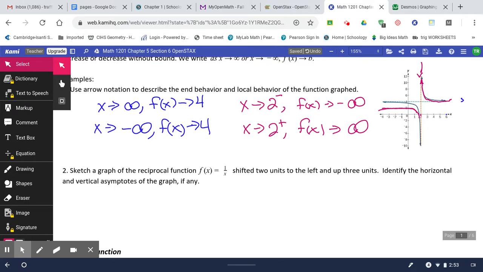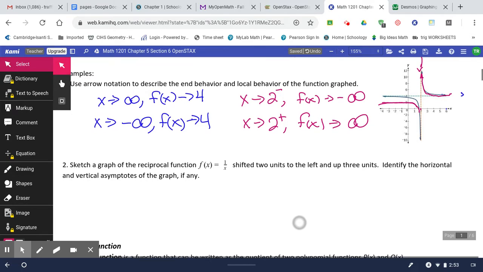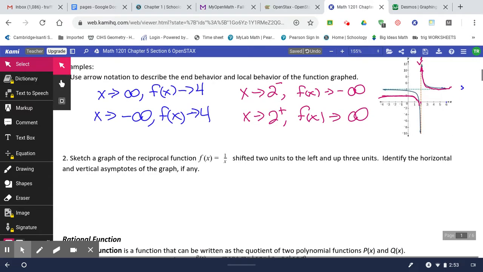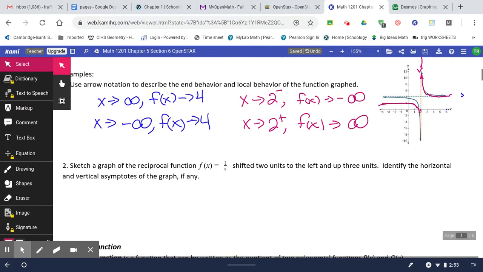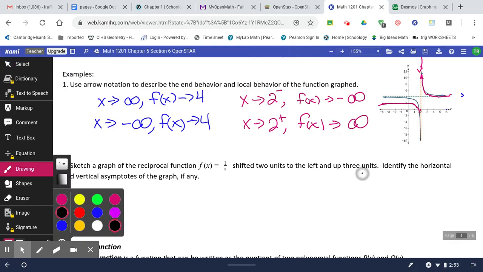Number 2 says sketch a graph of the reciprocal function 1 over x, shifted 2 units to the left and up 3 units. Identify the horizontal and vertical asymptotes. So remember, this is the 1 over x over here just shifted. If this is my x and y axis, when we graph stuff, if you don't have graph paper, you can just sketch it.